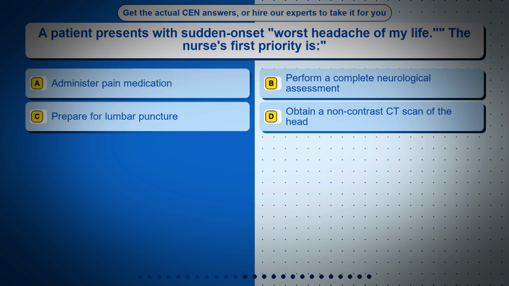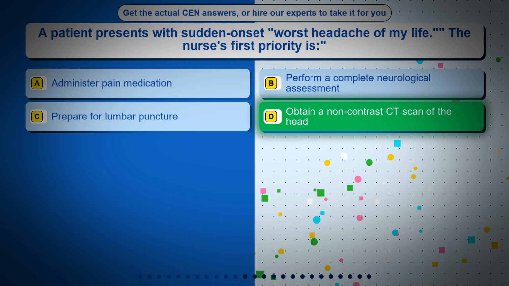Question 11. A patient presents with sudden onset worst headache of my life. The nurse's first priority is Option A, administer pain medication. Option B, perform a complete neurological assessment. Option C, prepare for lumbar puncture. Option D, obtain a non-contrast CT scan of the head. The correct answer is Option D, obtain a non-contrast CT scan of the head.